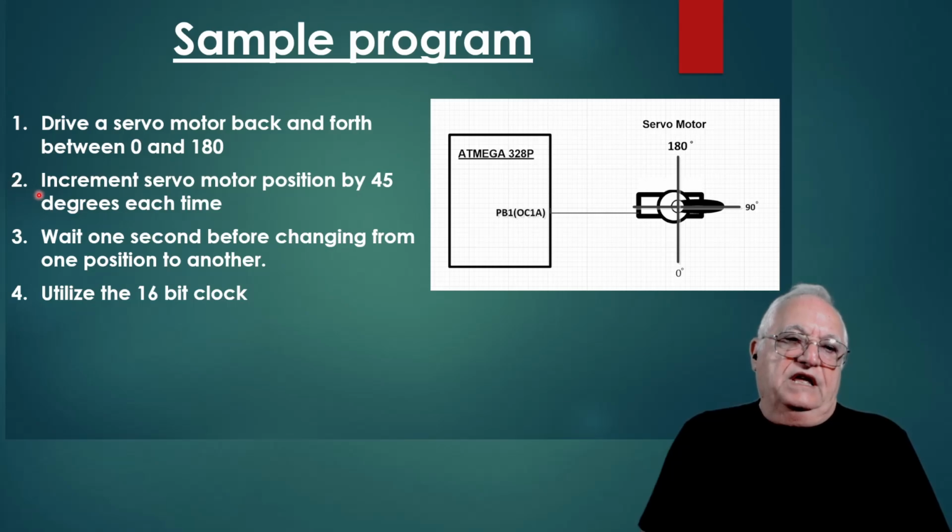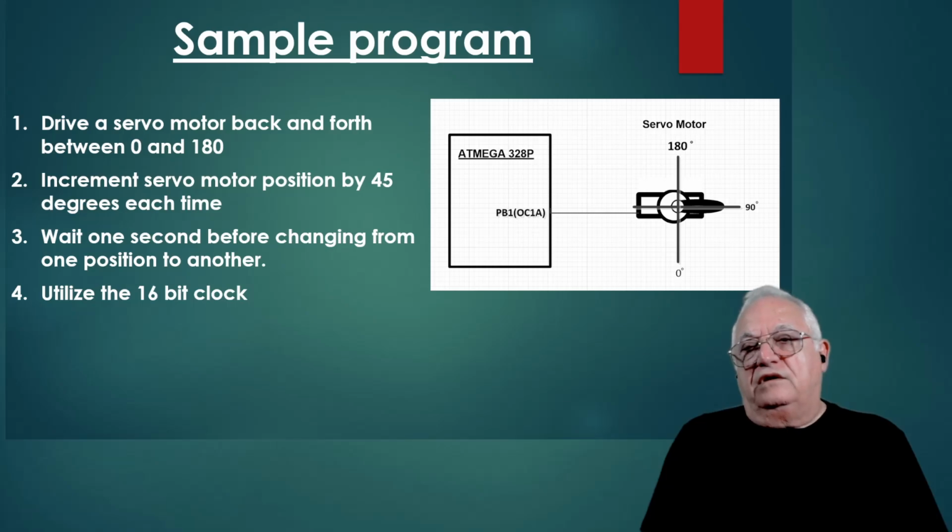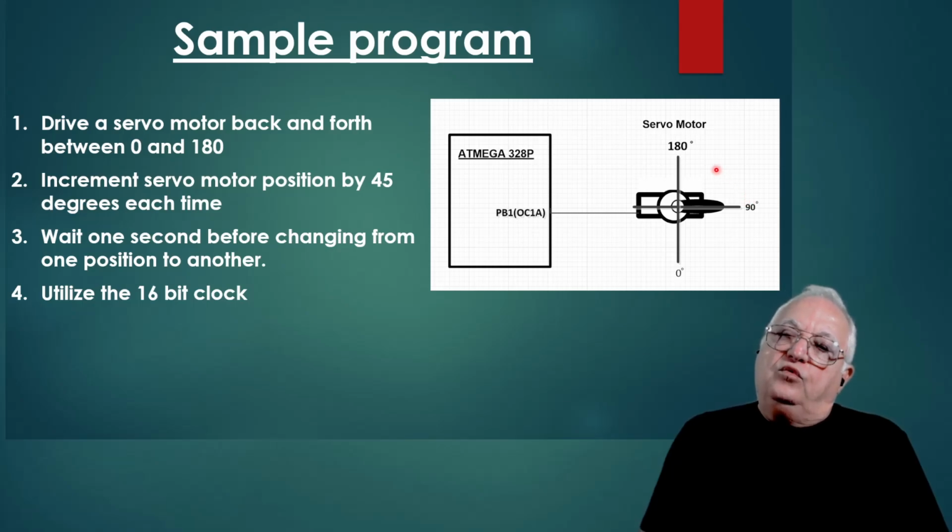Next requirement, increment the servo motor position by 45 degrees each time. So I need to go from 0 to 45 to 90, 135 and 180. Now 3, wait 1 second before changing from one position to another. Okay, starting 0, wait 1 second, go to 45, wait 1 second, go to 90, wait 1 second, go to 135, and finally wait 1 second and go to 180.